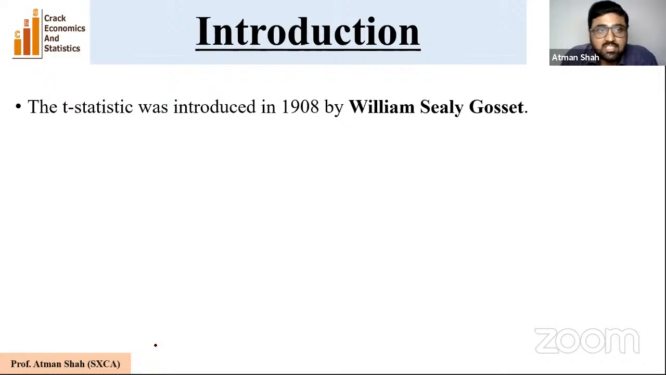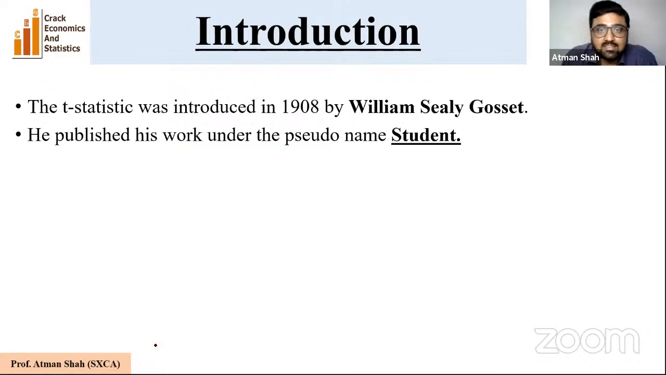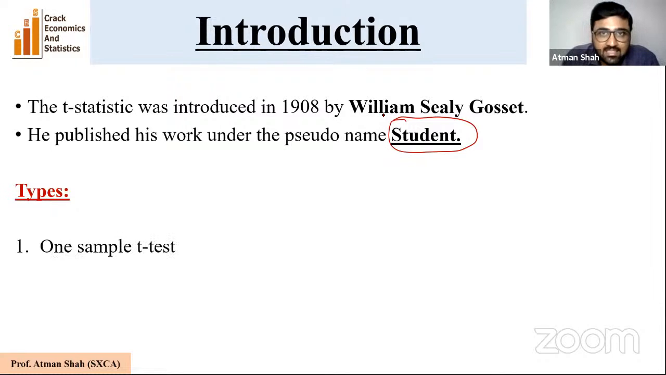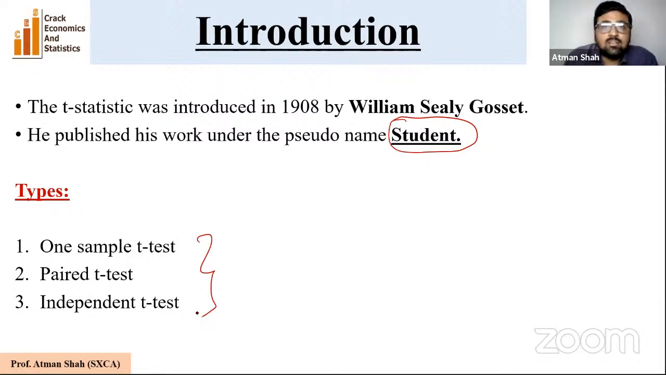The t-statistic was introduced in 1908 by William Sealy Gosset, and he published his work under the pseudonym of Student. And that is why it is also known as student t-test. There are three types of t-test. First is one sample t-test. Second is paired t-test. And third is independent t-test. So today we are going to cover all these three t-tests, the theory, the logic behind these three t-tests, and the commands which are used to perform these t-tests in R programming and their interpretation as well.